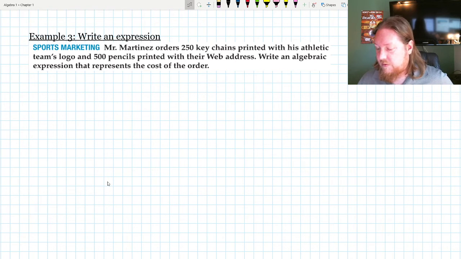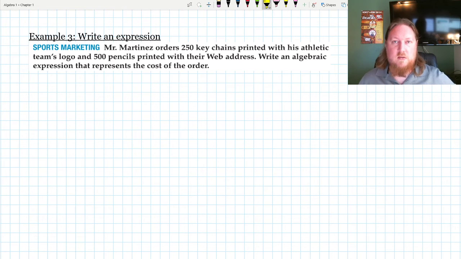Mr. Martinez orders 250 keychains printed with his athletic team's logo and 500 pencils printed with their web address. Write an algebraic expression that represents the cost of their order. Okay, so does it really matter that it's Mr. Martinez? No, it could have been anyone. So I'm almost going to ignore that part.